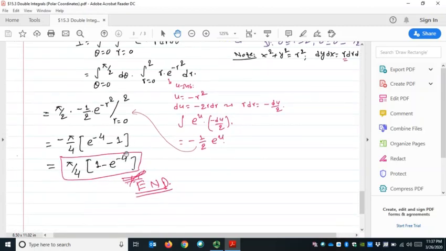Great. And then multiply through this minus sign, so I'm just switching these two positions here: pi over 4 as it is, times 1 minus e to the power negative 4. Great. So we finished the double integral in polar coordinates.